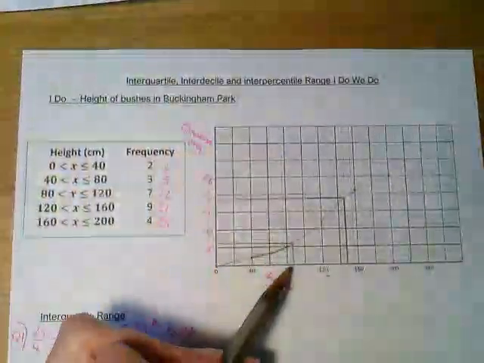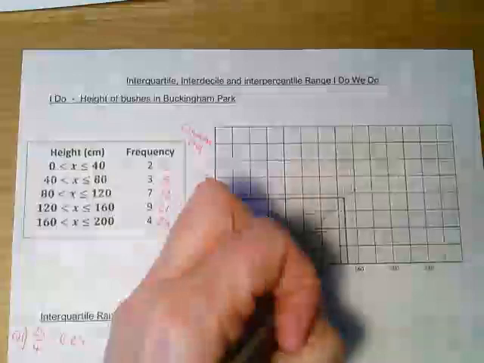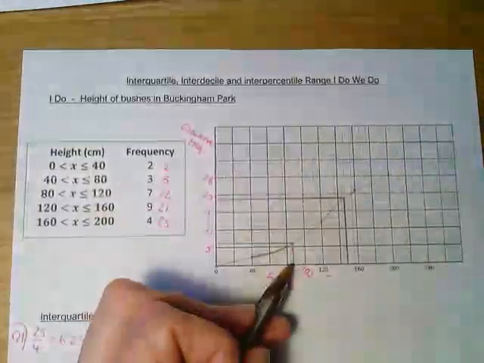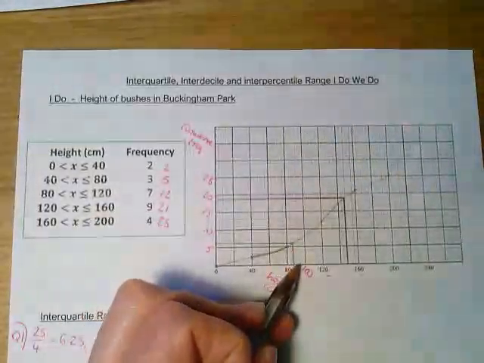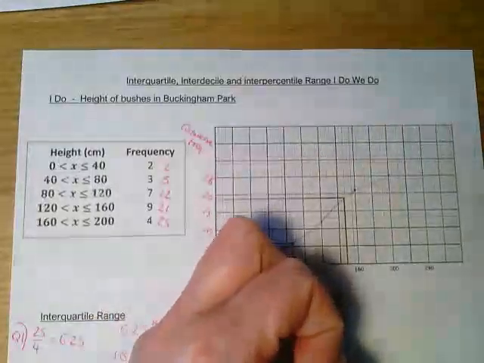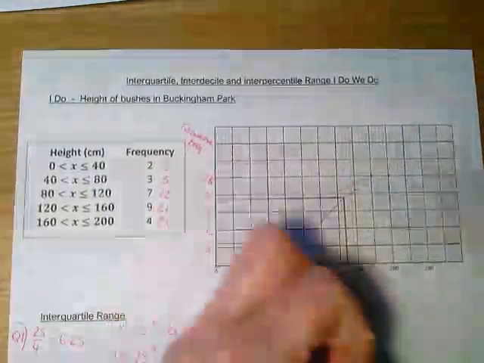Now let's read off those two values. Be very careful here. So that's going to have to be 100, isn't it? So I've got 1, 2, 3, 4, 5 squares is going up by 20.